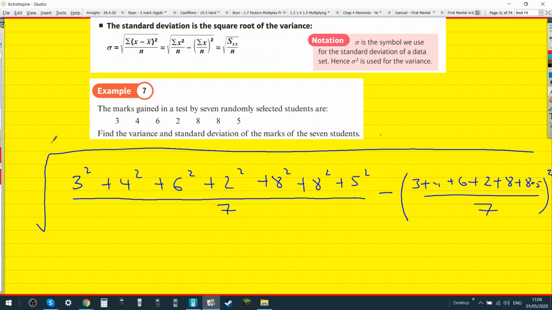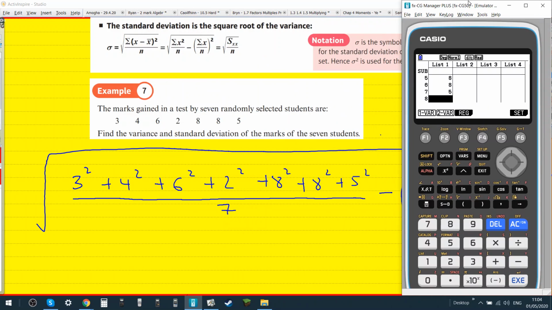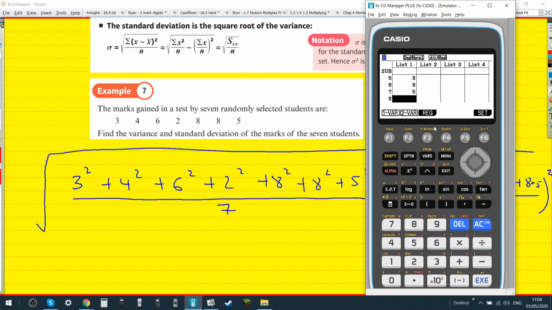Okay, calculator time. My simple calculator, I bought the license for it, but I think their server isn't working or something. I don't know if it's because of the COVID-19 stuff, but I have to use this advanced calculator, and I don't quite know how to do it. So 3, 4, 6, 2, 8, 8, 5.